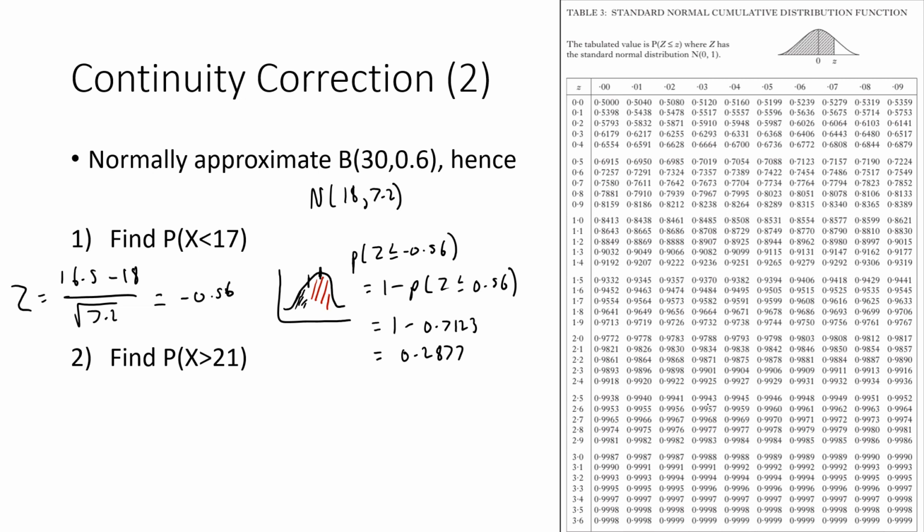Again, if I was asked to find the probability of x being 21, I look at a range from 20.5 to 21.5. That means I need to find the probability of x being greater than 21.5. So I find the z value first, 21.5 minus 18 over root 7.2. And that gives me 1.3.